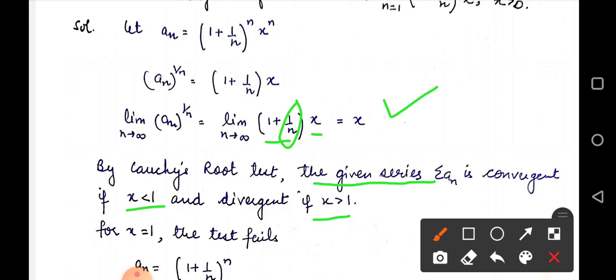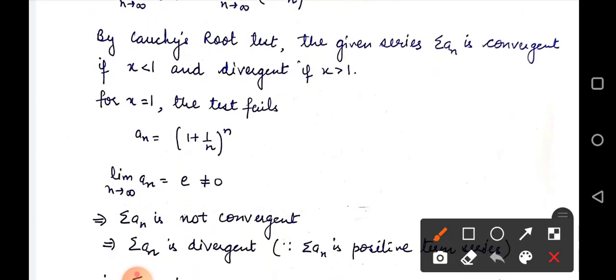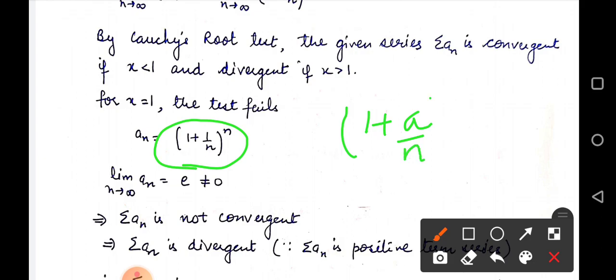But when x is equal to 1, an is (1 plus 1 by n) to the power n. So take limit n approaches infinity, we have an as e. हमने यहाँ पे रिजल्ट यूज़ किया: limit of (1 plus a upon n) to the power n as n approaches infinity is equal to e to the power a. So यहाँ पे a हमारे पास 1 है. So when n approaches infinity, (1 plus 1 upon n) to the power n approaches e, which is non-zero.